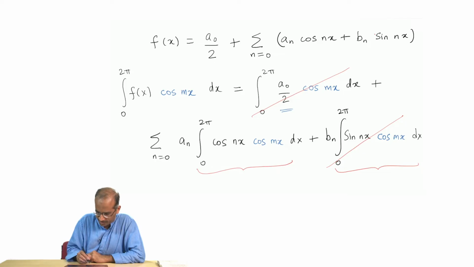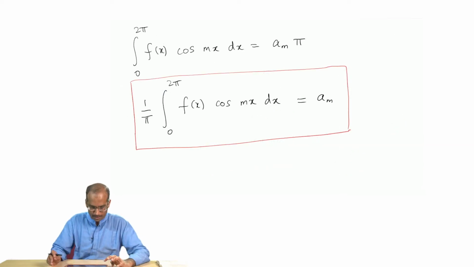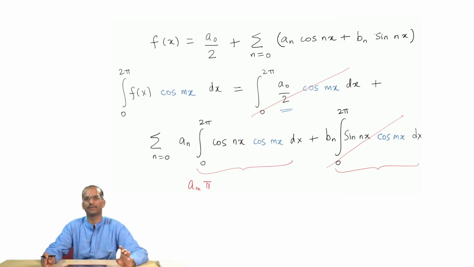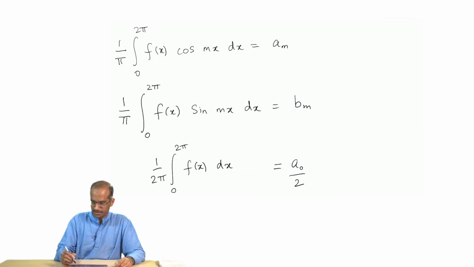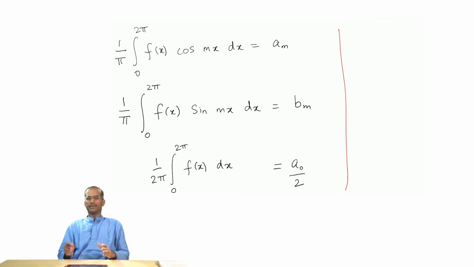I need to do a very similar exercise to find out the bn's. All I need to do is to go back to the first relation that we wrote down for the Fourier series, multiply throughout by sin mx and integrate over 0 to 2 pi. I have collected all the relations here. So, with this, in terms of the integral over f of x, we will know all the coefficients, which are am's, bm's and a0.